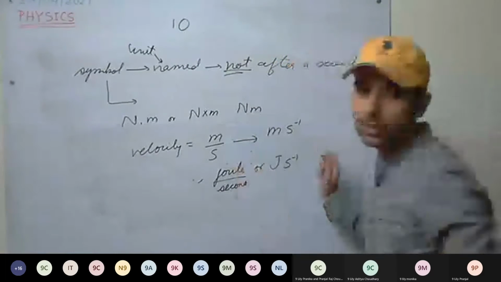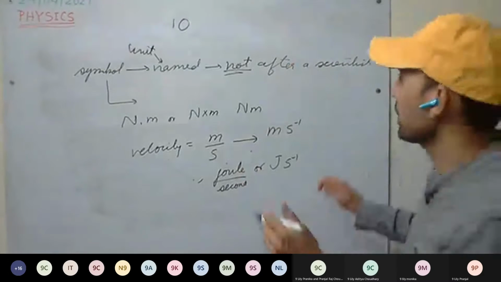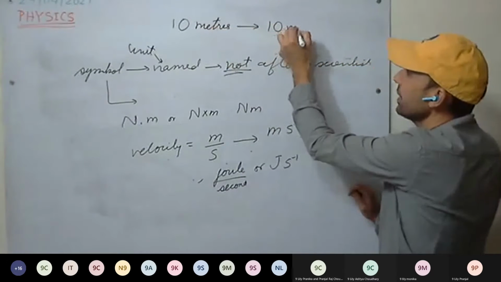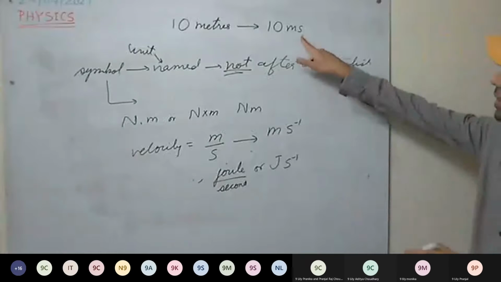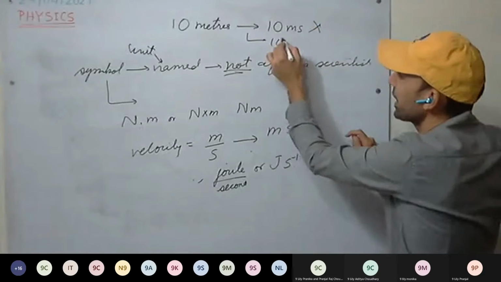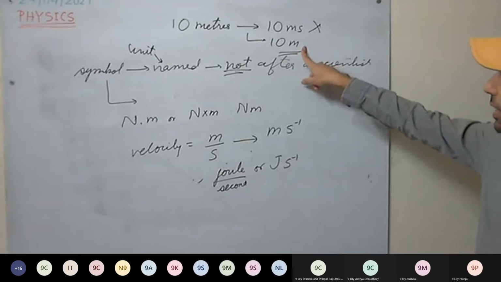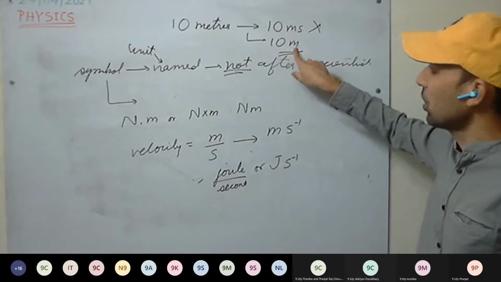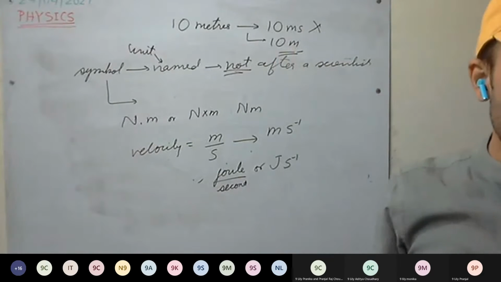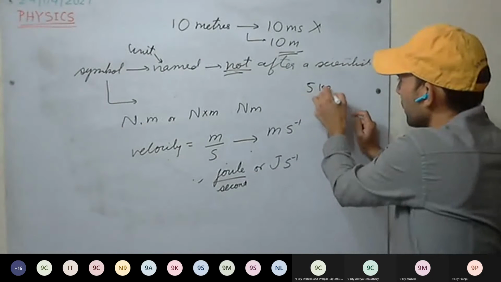Now, if we have any plural, like 10 meters, we are never going to write plurals. For example, 10 meters, M-E-T-R-E-S, cannot be written as 10 ms. This is wrong notation. It will be 10 m only. So in plurals, we don't add an s. 10 meters will be written as 10 m, not ms. Similarly, 5 kilograms will be written as 5 kg only.